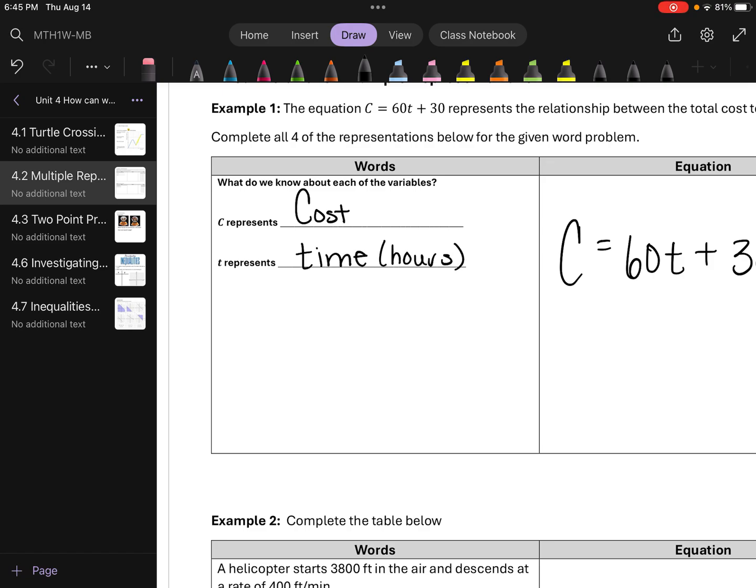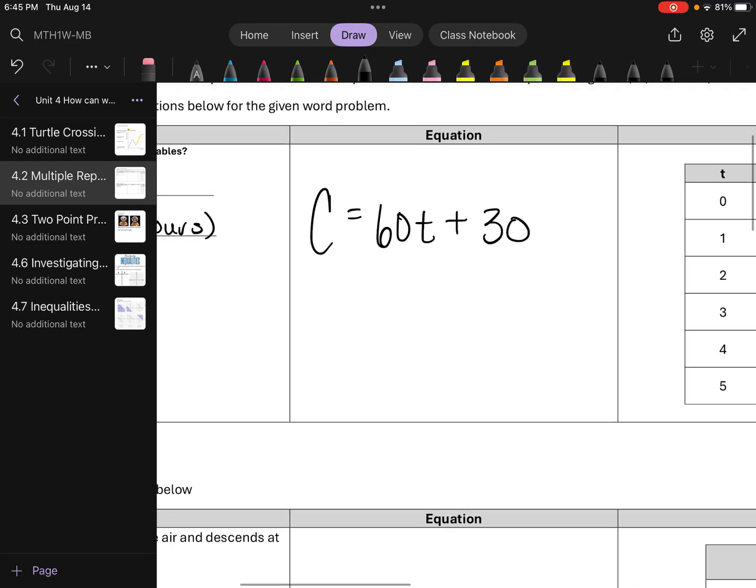Okay. And then it's given me this equation. C is equal to 60t plus 30. So things that we've known in the past, if this was y equals ax plus b equation, this 60 is talking about my rate of change. And this 30, because it doesn't have a variable with it, is talking about that initial value.